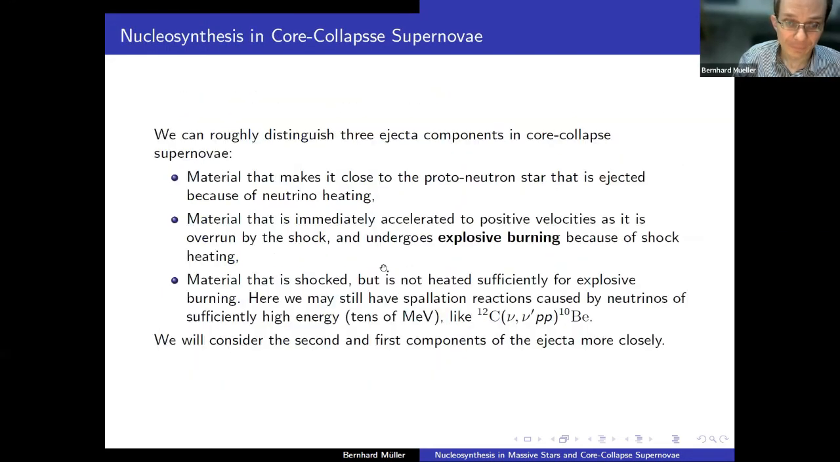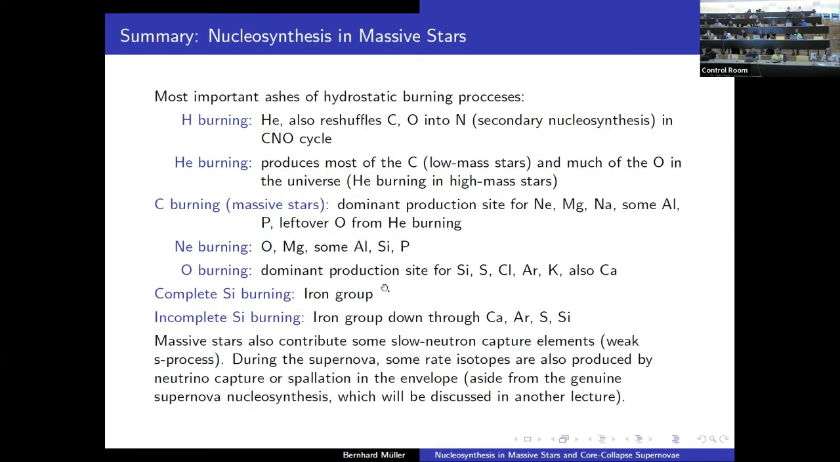Bernhard, when you say low mass and high mass, is there an indicative value where we... By low mass and high mass, I now just mean low mass is everything that doesn't make a core collapse supernova, and high mass is everything that makes a core collapse supernova. So starting from about 8 or 9 solar masses on the main sequence for single stars.